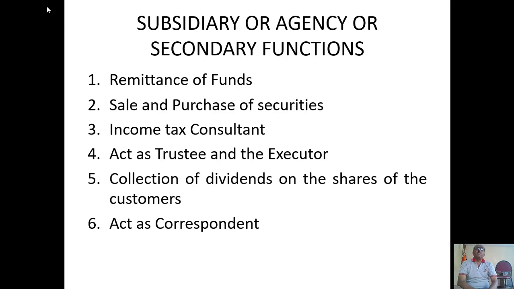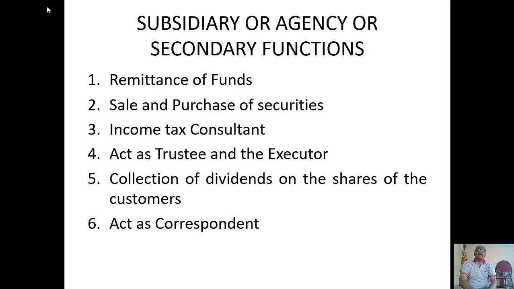Under other electronic modes, nowadays RTGS and NEFT transfers have become so popular among all the services provided by commercial banks. Whatever money is required to be transferred from one place to another now happens in a fraction of a second on behalf of the customer. It is one of the important subsidiary agency or secondary functions performed by commercial banks.